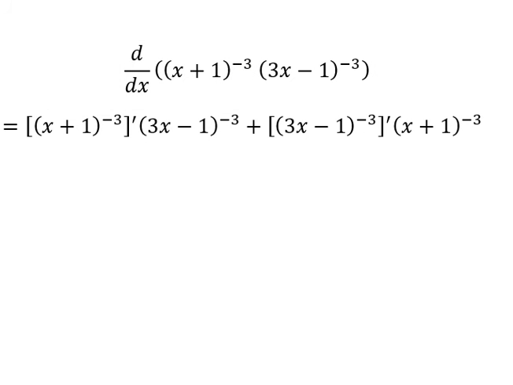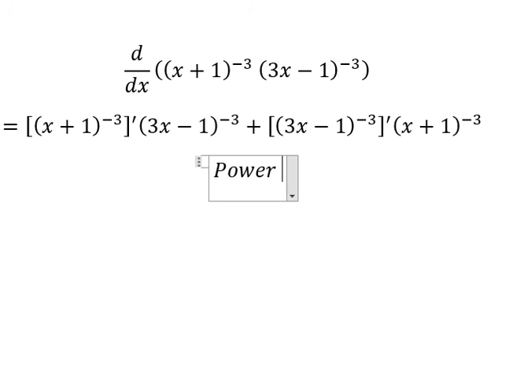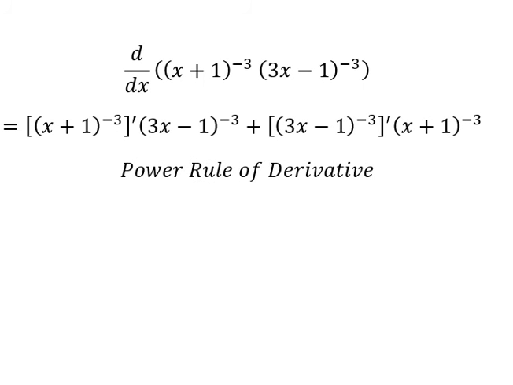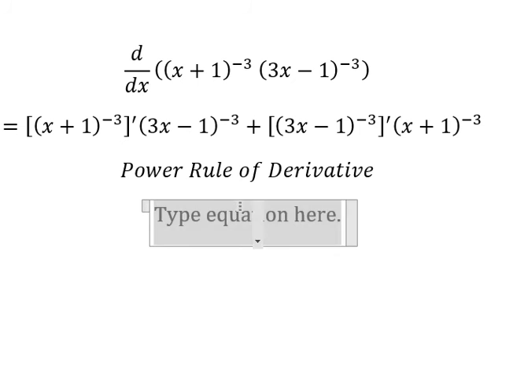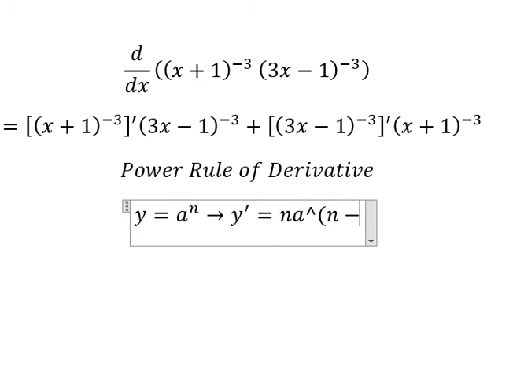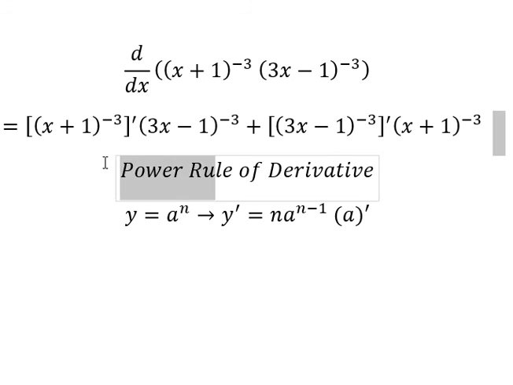Next, we can use the power rule of the derivative. So we have y equals a to the power of n. So if we do first the derivative of this one, we have n a to the power of n minus 1. And after that, we do first the derivative of a.